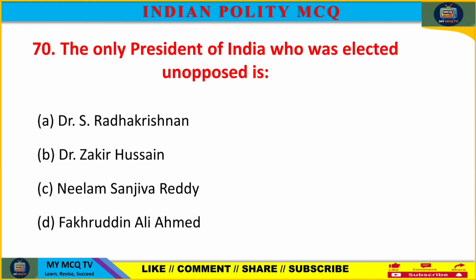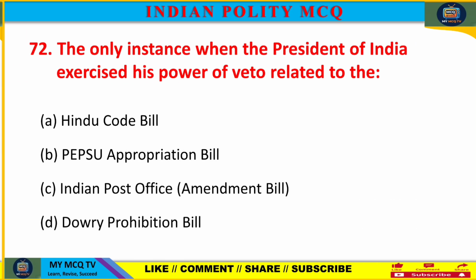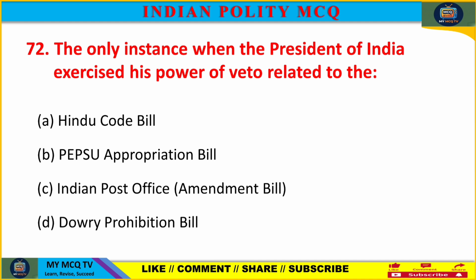The only President of India who was elected unopposed is. Correct answer. C. Neelam Sanjeeva Reddy. Which part of the Constitution deals with the directive principles of state policy? Correct answer. B. Part 4. The only instance when the President of India exercised his power of veto related to the. Correct answer. C. Indian Post Office Amendment Bill.